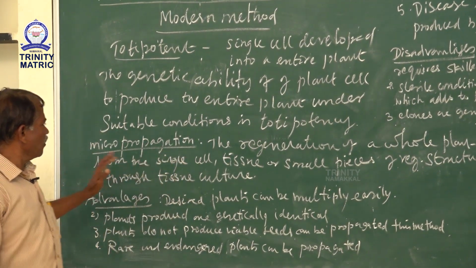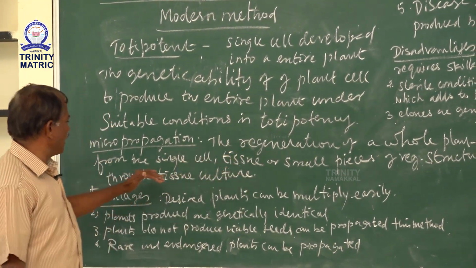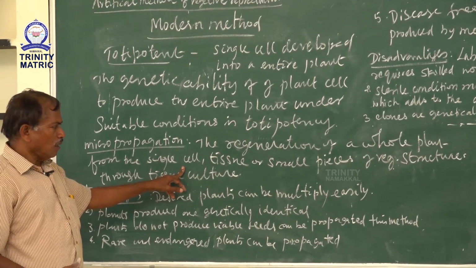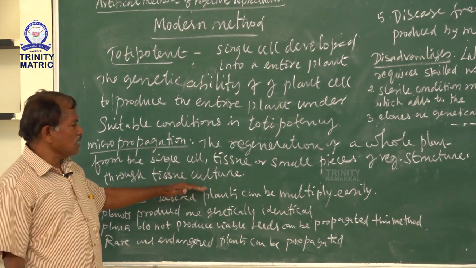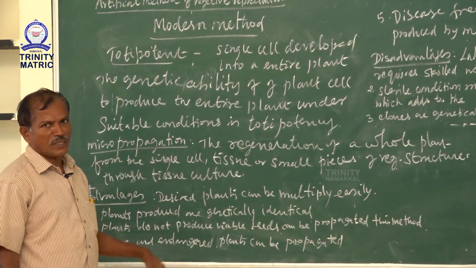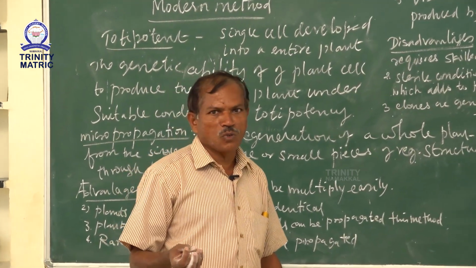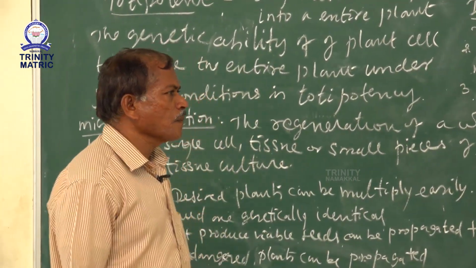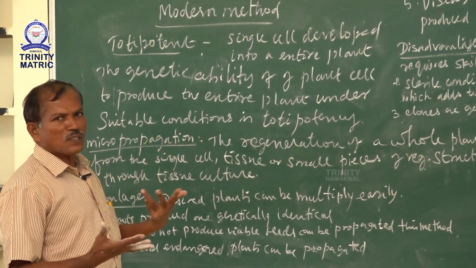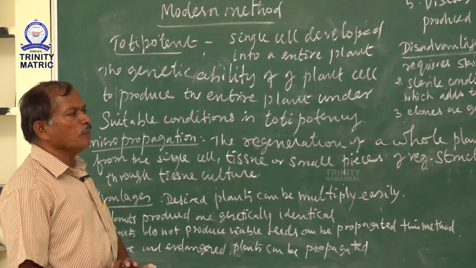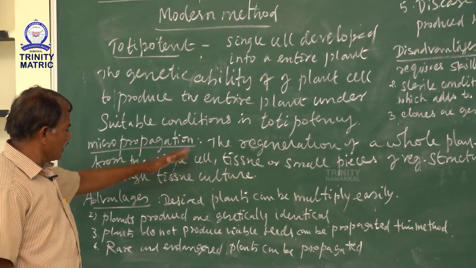Next technique is micropropagation. The regeneration of a whole plant from a single cell or tissue or small pieces of vegetative structures through tissue culture is called micropropagation. So now we are getting bananas and seedless guava. These are also produced by micropropagation techniques. Large sized fruits and flowers are mainly produced by micropropagation or tissue culture techniques.